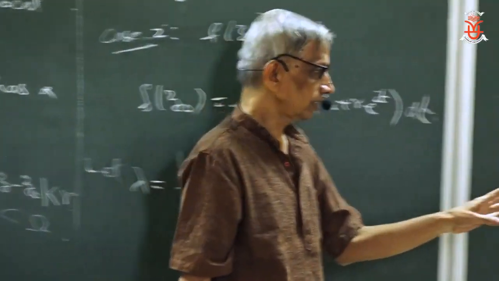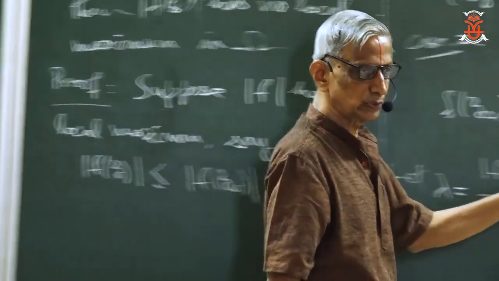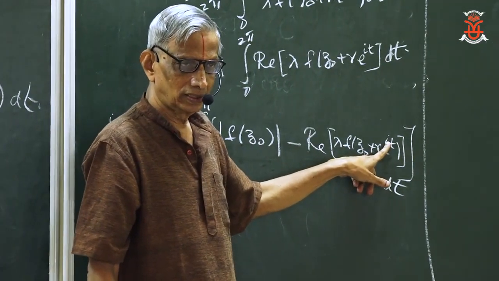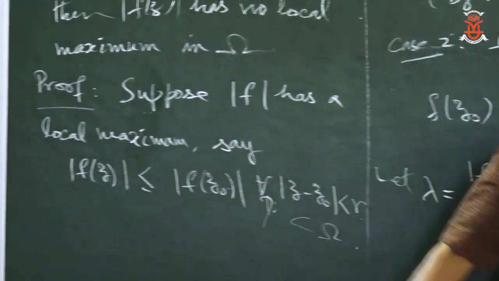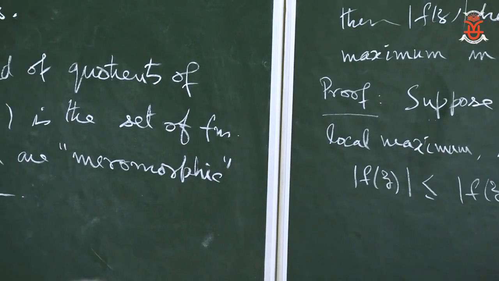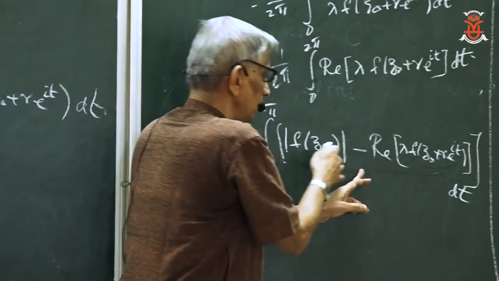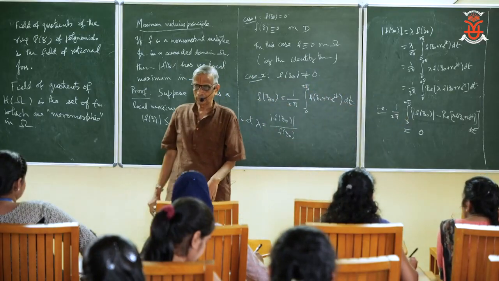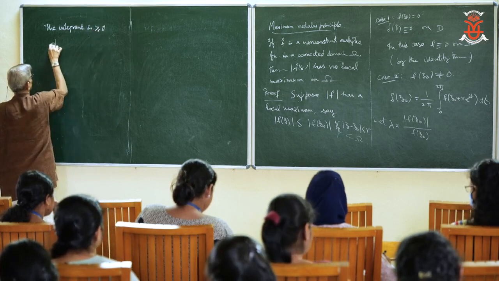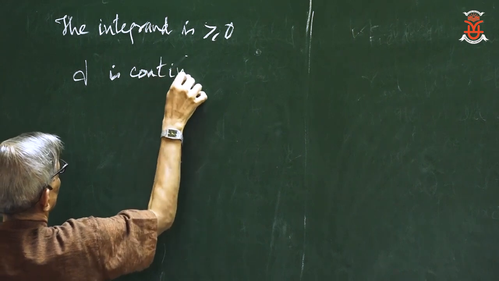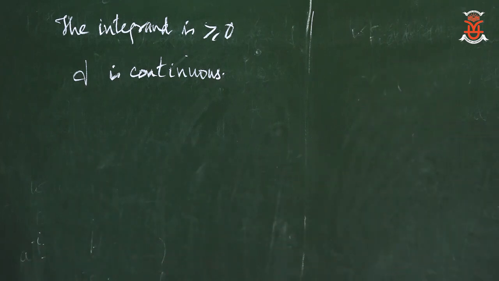But anyway, in any case, therefore, remember this is your z naught plus r e power i t, right? So modulus of f(z) is less than or equal to modulus of f(z naught) by assumption. Which means that this function inside the integral is non-negative, right? So absolute value of this is less than or equal to this. So the whole thing is non-negative. Of course, obviously continuous, okay, as a function of t.